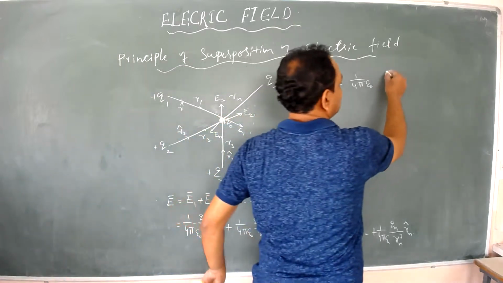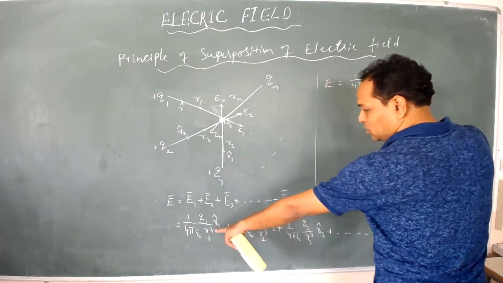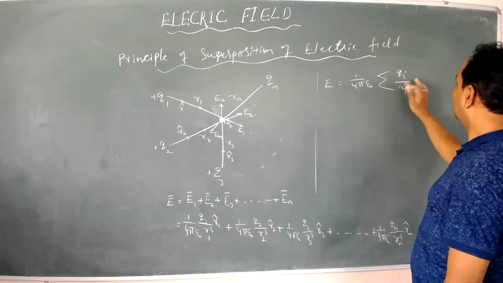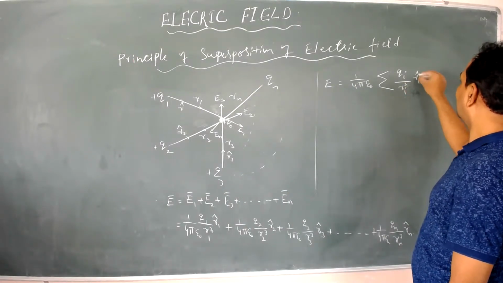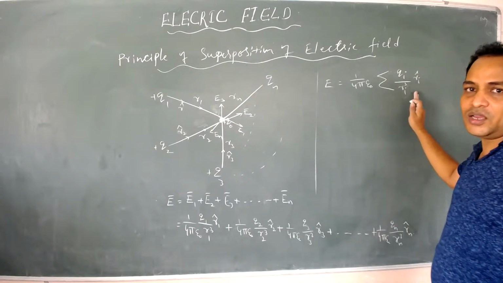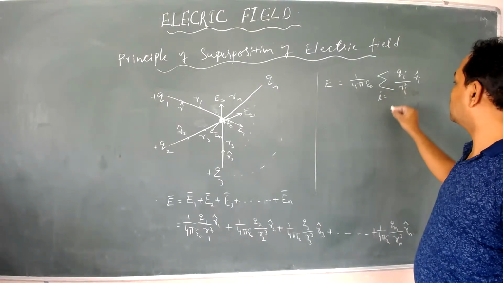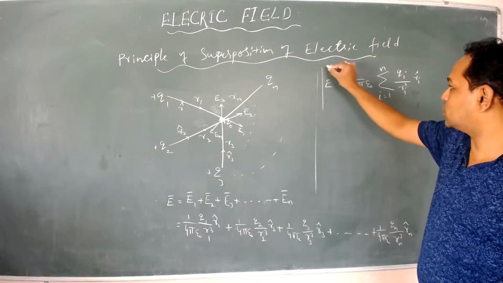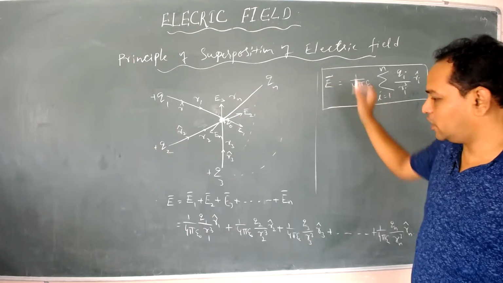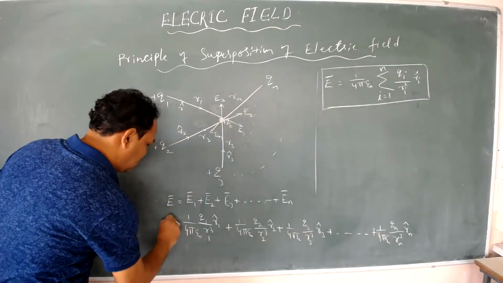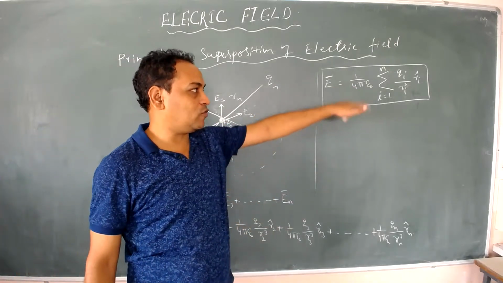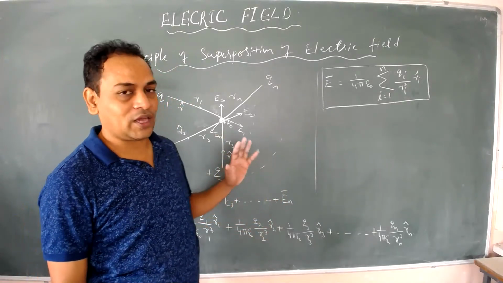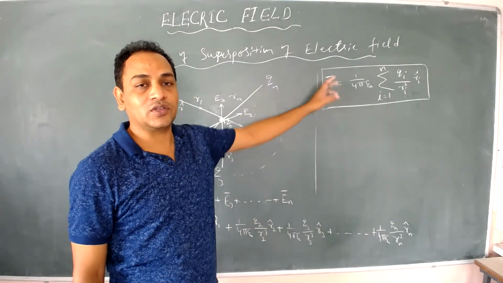So I can write this in terms of summation, where instead of 1 I will write i, Qi by Ri cube, Ri cap. This is the general form, where i is equal to 1 to n. See, there are 1, 2, 3, and so on up to n. So this is the expression for the electric field intensity E bar. Electric field intensity E bar is equal to 1 by 4 pi epsilon naught into summation from i equals 1 to n of Qi by Ri cube into Ri cap. So this will give the total electric field intensity at this point.